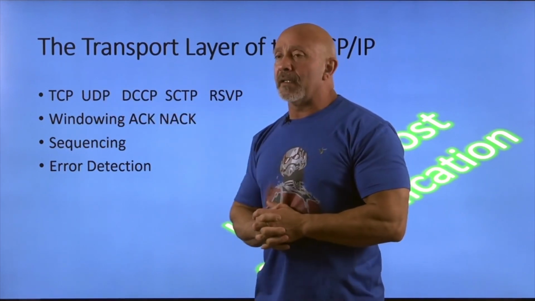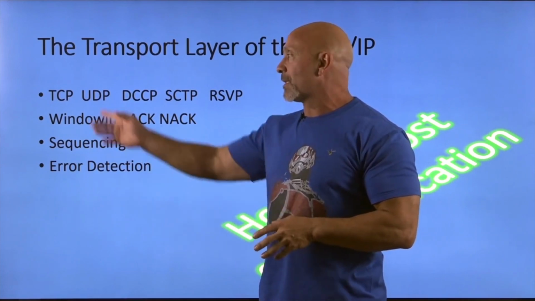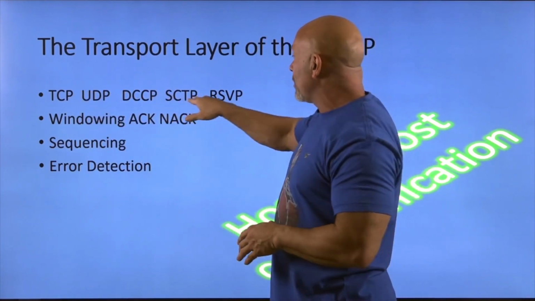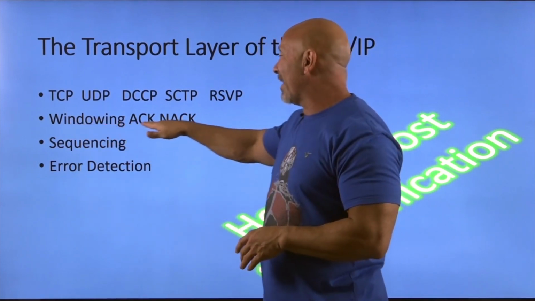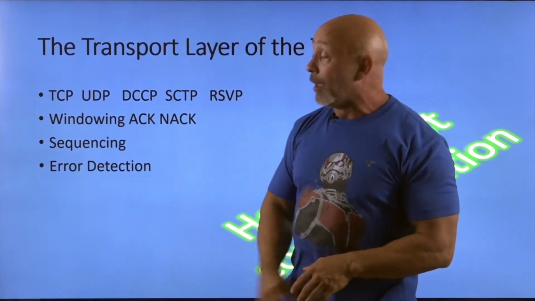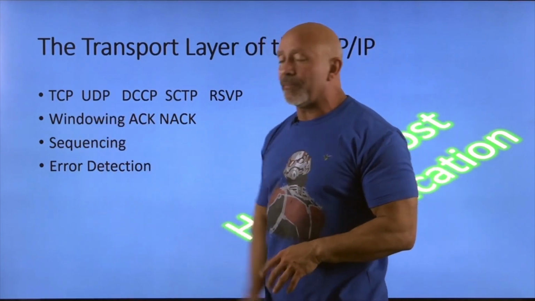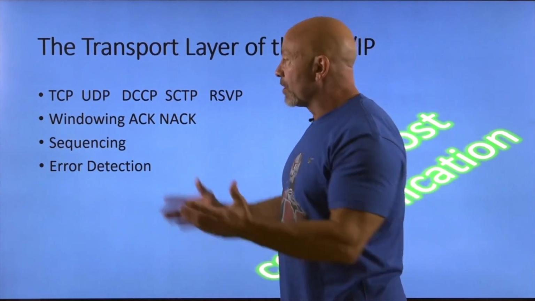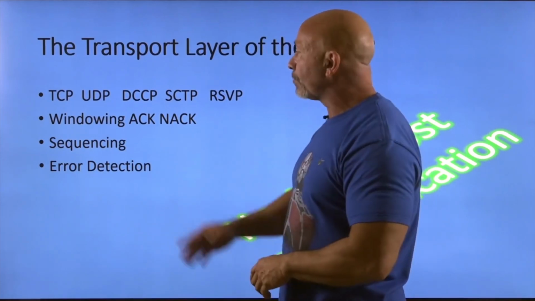This guy right here is what we don't want to use, right? Because this is connectionless. This is connection oriented. More importantly than these right up here are windowing, acknowledgement, negative acknowledgement, sequencing, and error detection. This is what goes on here. The analogy that I like to use, which I use the same analogy for the OSI model because it maps over directly to it.